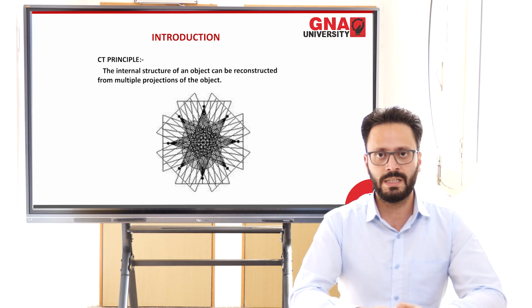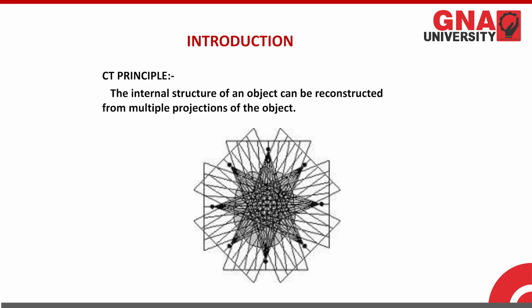Starting with the principle of CT: the image of an object can be recreated by multiple projections of that object. What does that mean? That means if we have to create a three-dimensional image of an object, we have to take the radiograph of that very object from multiple perspectives. Then, with the help of mathematical reconstruction algorithms, we will be able to recreate a three-dimensional image of that particular object. This is the principle on which CT systems work.